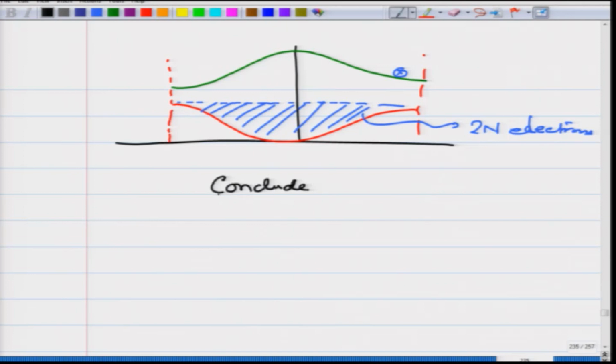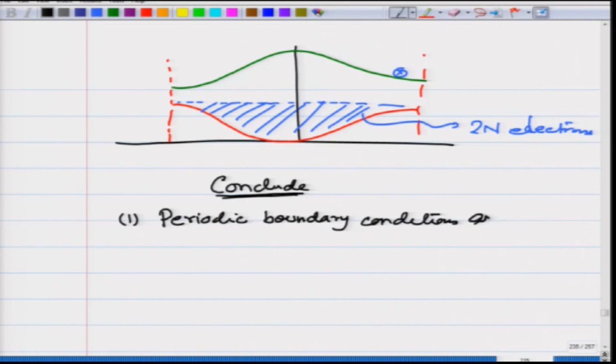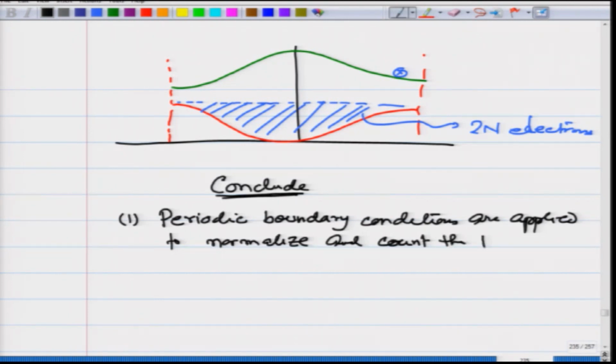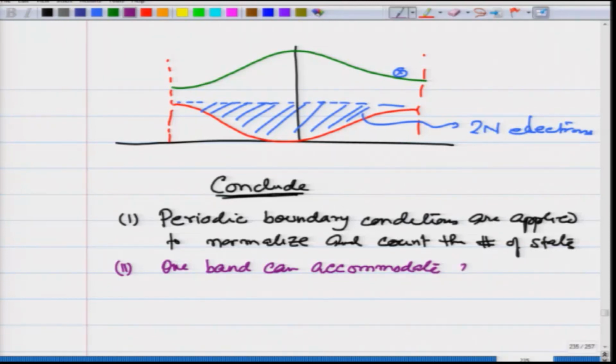So, let us conclude this lecture by saying that 1, periodic boundary conditions are applied to normalize and count the number of states, and 2, one band can accommodate a maximum of 2N electrons. Thank you.